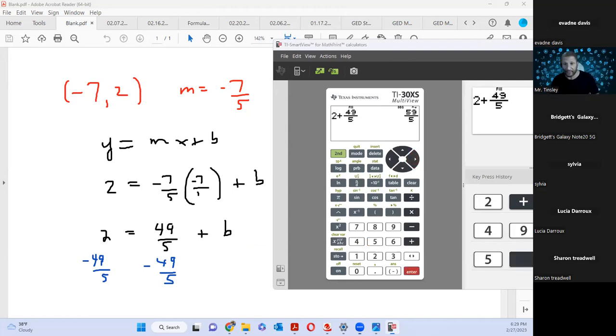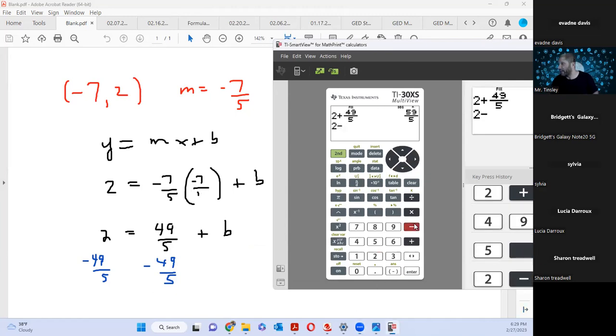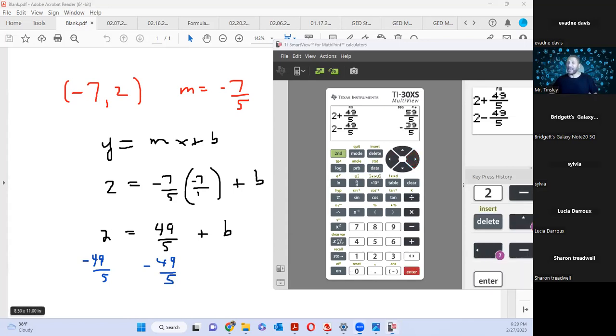So now we have 59 over 5. Oops, I meant to put minus. See, nobody even saw that mistake. 2 minus 49 over 5. Matter of fact, I'm going to go ahead and change it in the form. Nobody even saw it. I made a mistake. Minus 49 over 5. Okay. Boom. So we got minus 39 over 5. So minus 39 over 5 is equal to b. Does everybody understand that? Yes.